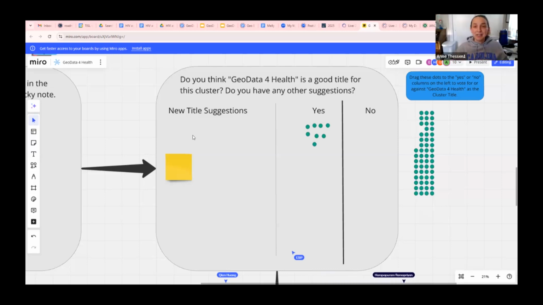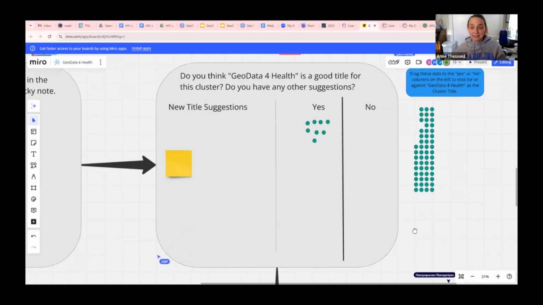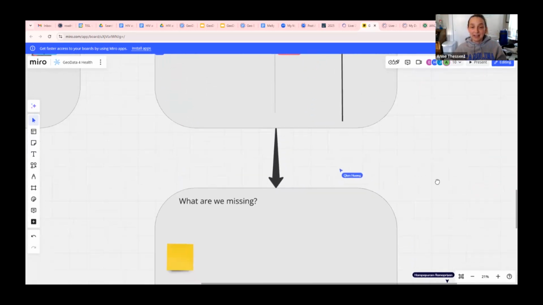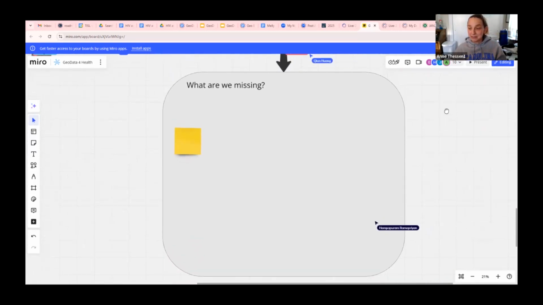All right, it looks like the voting activity has died down. You're perfectly welcome to not vote at all, or you can vote later as you see fit. Okay, so here's the last bubble. We've got about 20 minutes left in the session. What are we missing? What are we not thinking about?